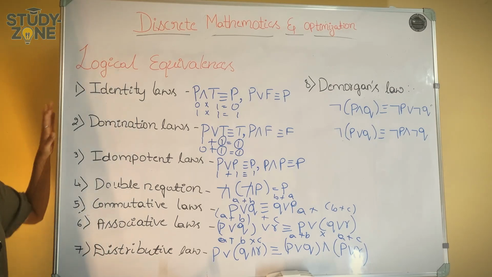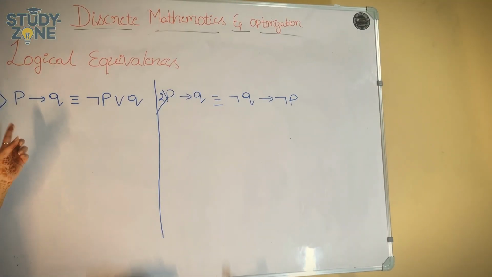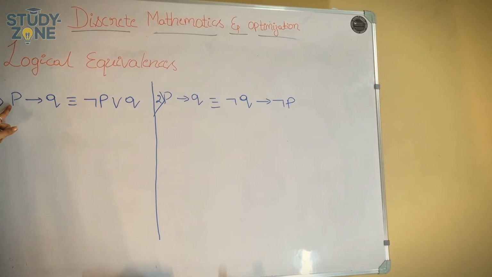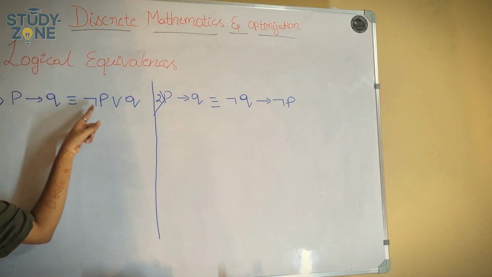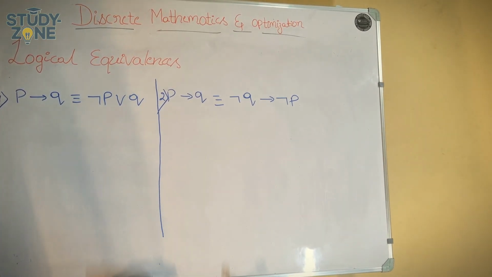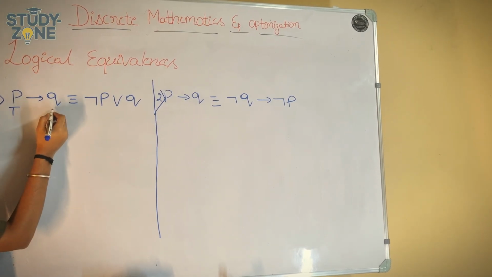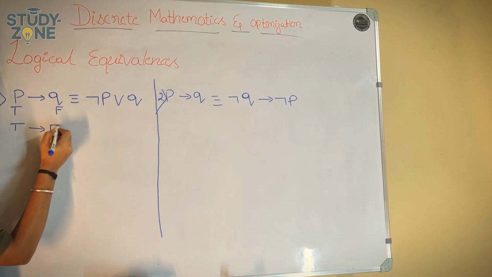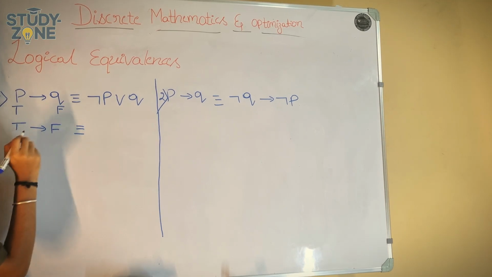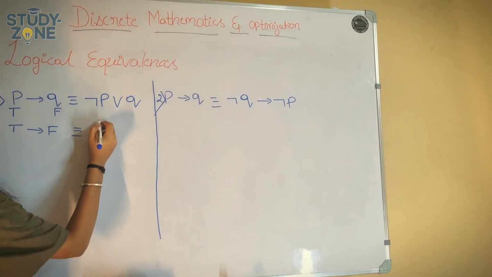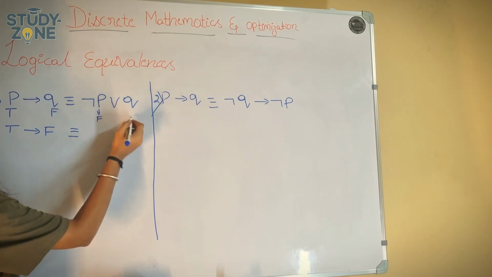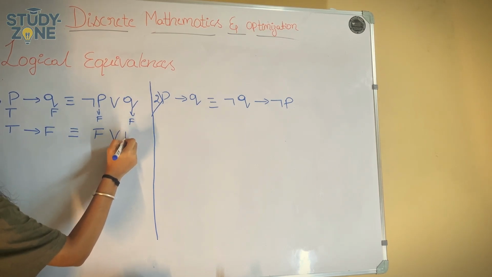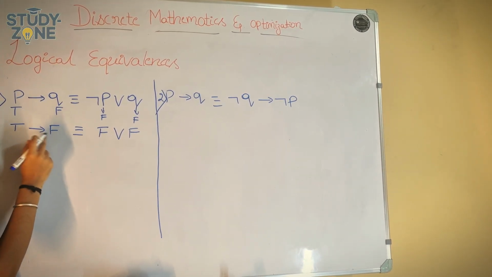So let us go through some examples. So let us take these two examples and try to solve the logical equivalences. So here P implies Q is logically equivalent to not P or Q. So let us take P as true and Q as false. So true implies false is logically equivalent to negation of P, which is false, and Q same, it is false. So false or false.